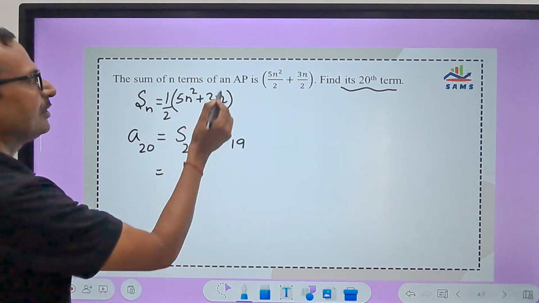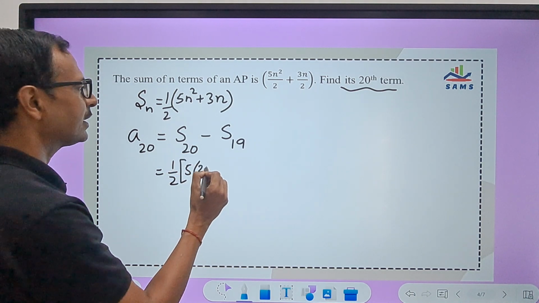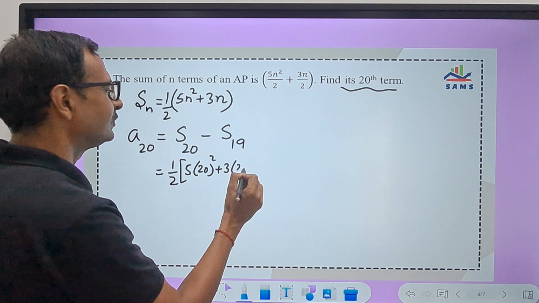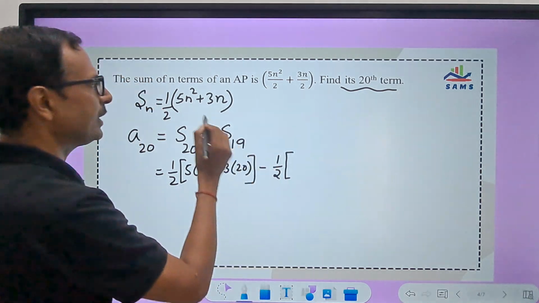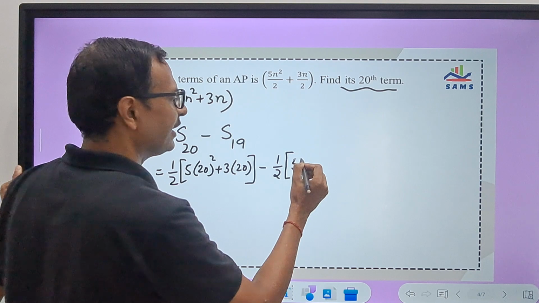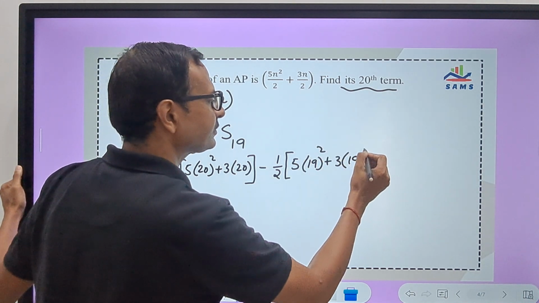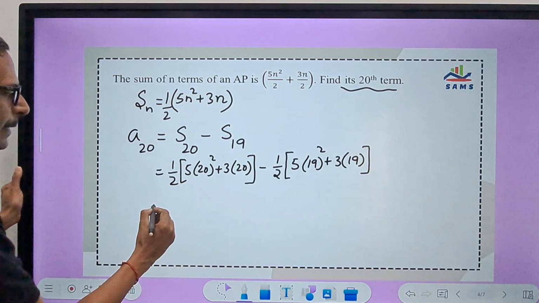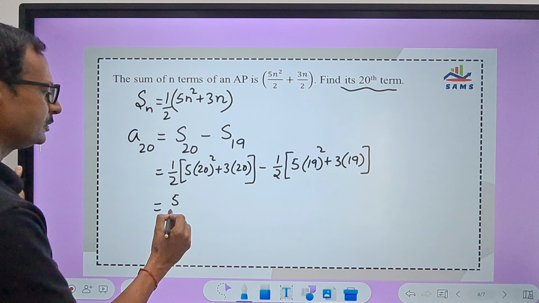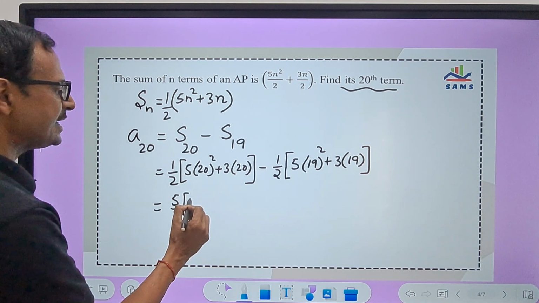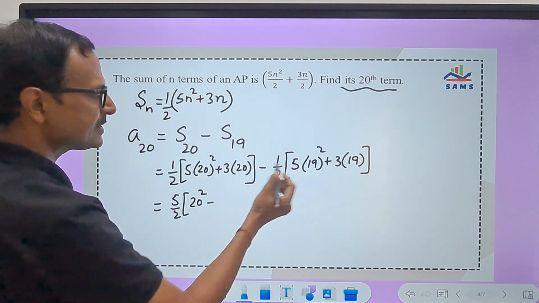So S20 will be obtained when I put n equal to 20 here, 5 times 20 square plus 3 times 20, and minus S19 will be obtained when I put n equal to 19 here, so 5 times 19 square plus 3 times 19. So to solve this, let's see the first terms here. 5 by 2 times 20 square minus 5 by 2 times 19 square.